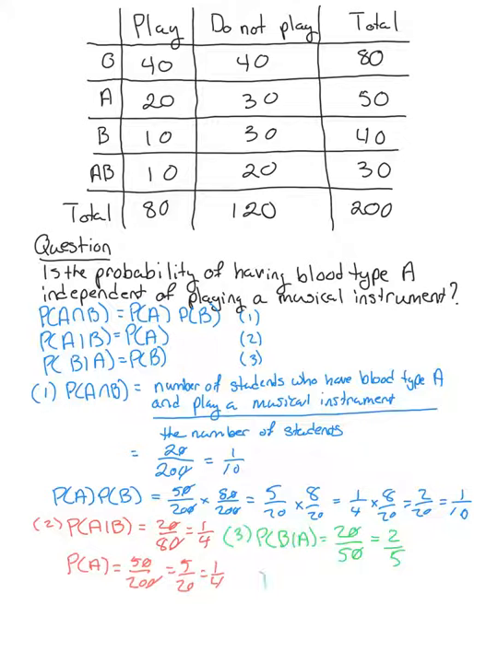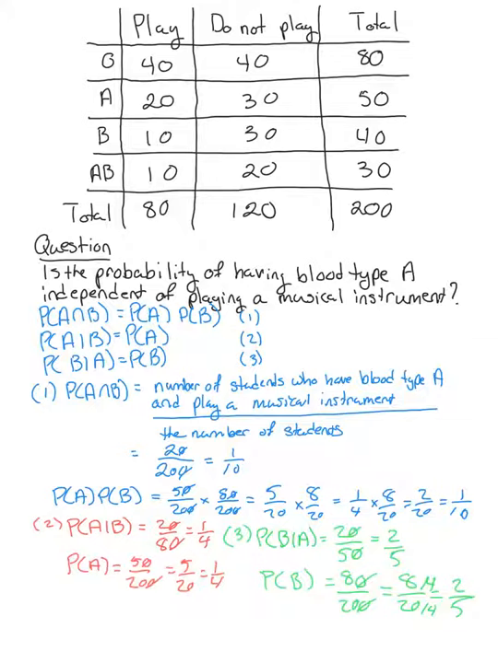And the right side of that equation is probability of B. So the probability of a student selected plays a musical instrument. So we will be working with the total number of students who play a musical instrument. That's 80 over 200. We can cancel out the zeros. We're left with 8 over 20. And we can divide the top and the bottom by 4 to get us 2 over 5.